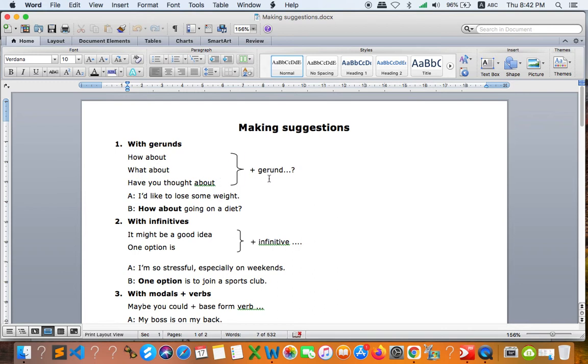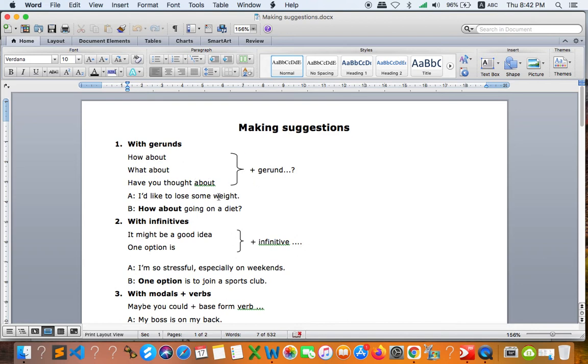So it's about making suggestions. All right, just like in this example, I'd like to lose some weight, and then they give you a certain kind of suggestion, like how about going on a diet, or what about going on a diet, what about, have you thought about going on a diet, things like this. So anytime you use all of this, make sure that you use gerund.